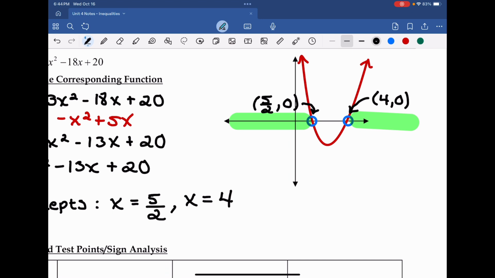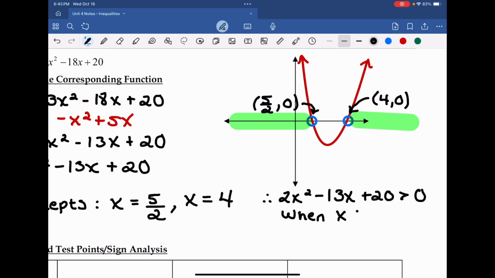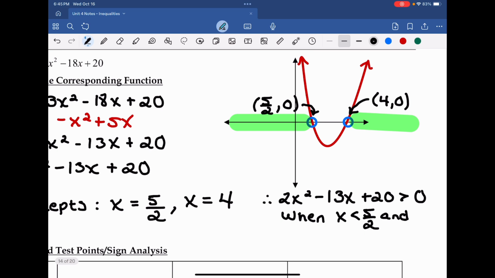So therefore, our solution would be the following. We would summarize this and say, therefore, the solution for where 2x squared minus 13x plus 20 is greater than 0 is when either x is strictly less than 5 over 2, or we could even say and, when x is greater than 4. And I'm just going to shift this over so that it all fits so we can summarize the solution all together. So there we go. When x is less than 5 over 2 and x is greater than 4.